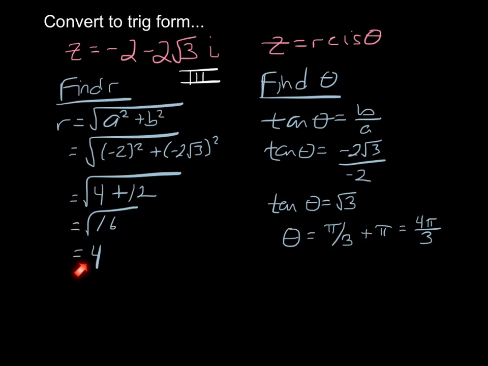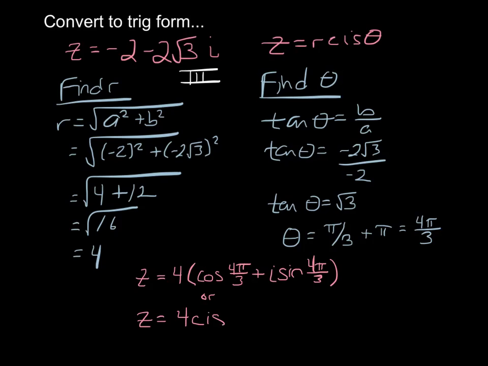So we did it. We found r and we found theta. So now we just have to write our number in trig form, and there are two ways of doing that. We can write it the long way. This is 4 cos of 4 pi over 3 plus i sine of 4 pi over 3, or 4 cis 4 pi over 3. These mean the same exact number.